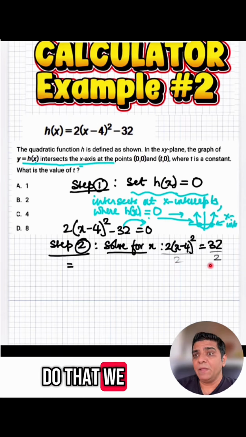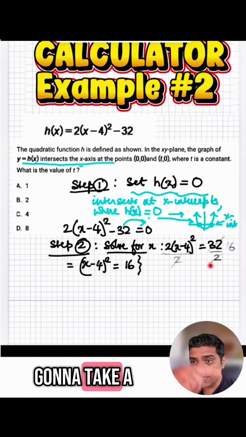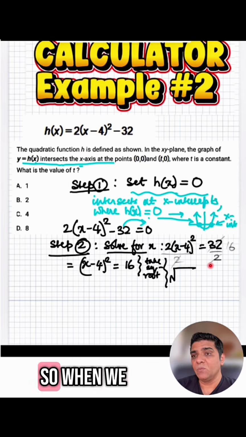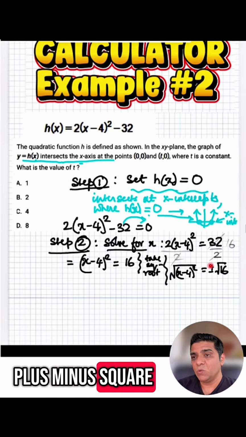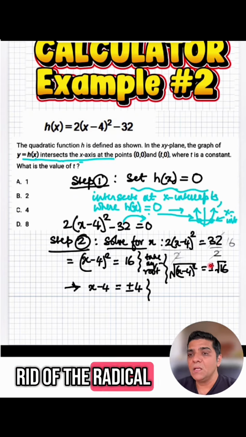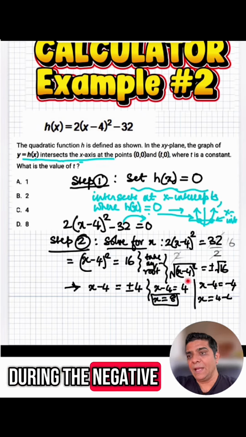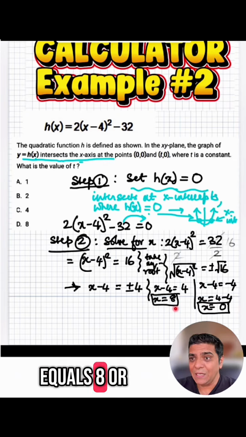When we do that, we get 16 on one side and (x - 4)² on the other. Now we take the square root on both sides to get rid of the square. So it's plus or minus the square root of 16 equal to the square root of (x - 4)², which gets rid of the radical. So it's x - 4 = ±4. Now solve for x: bringing the 4 to the other side, x equals 8 or x equals 0.